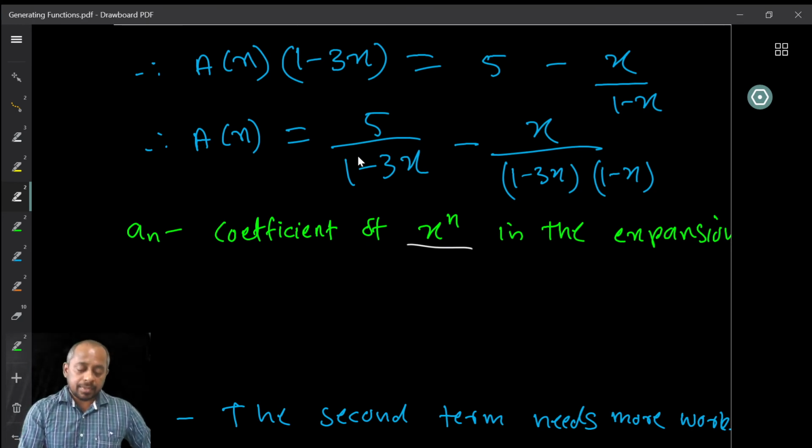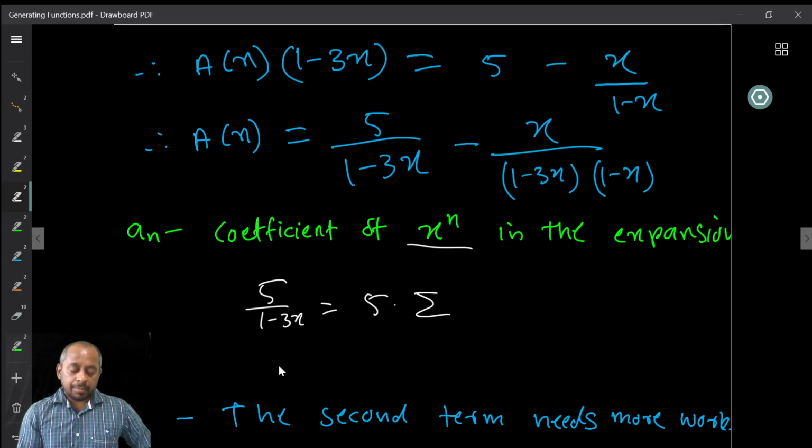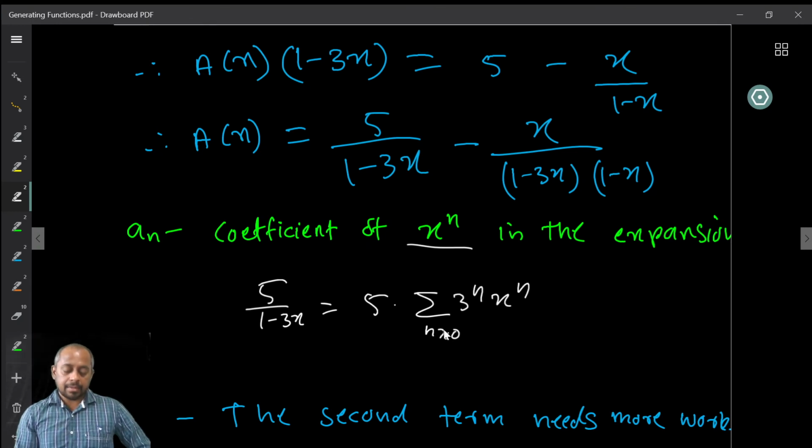Well, if you take the first term, 5 by 1 minus 3x, this is equal to 5 into 1 by 1 minus 3x, which is a summation. 1 by 1 minus x is the summation of x raised to n. So this is the summation of (3x) whole raised to n, so 3 raised to n, x raised to n. Therefore, what is the coefficient of x raised to n? That is 5 into 3 raised to n.